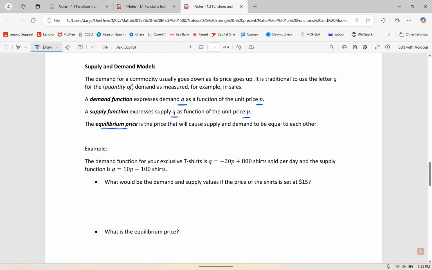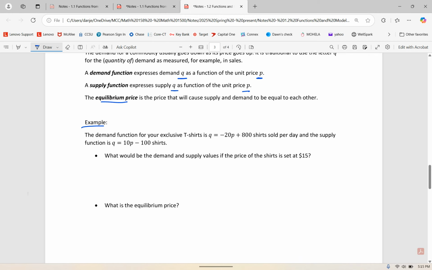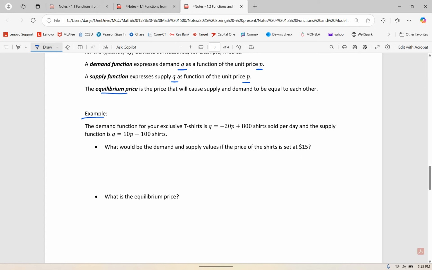Okay, so look at this example. You have a t-shirt company. You have these wonderful t-shirts that you make. Your demand function is Q equals negative 20p plus 800 shirts, and the supply is Q equals 10p minus 100 shirts, where P is the price. What's the demand and supply if the price of the shirts is $15? So demand.